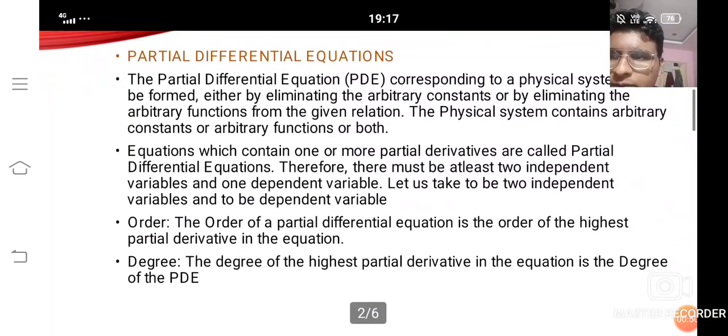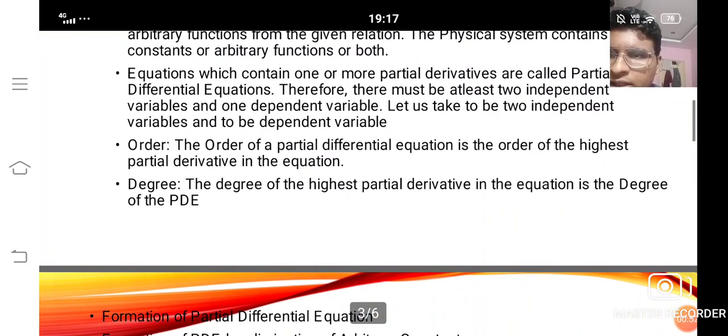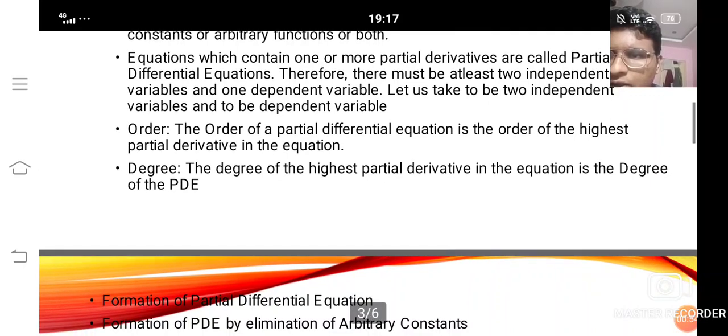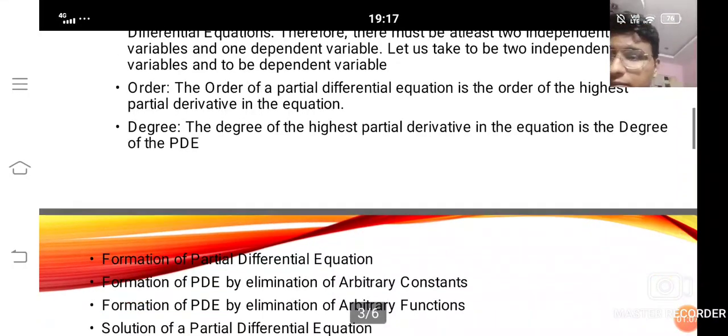Let us take x and y to be independent variables. Order. What is order? The order of a partial differential equation is the order of the highest partial derivative. The degree of the highest partial derivative in the equation is the degree of the partial differential equation.